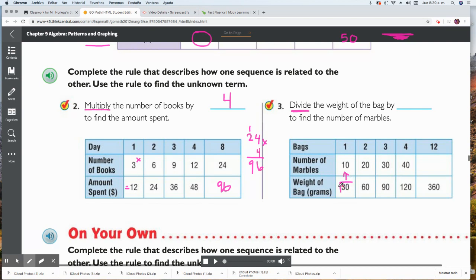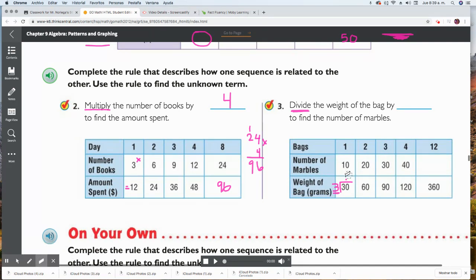I can find the divisor that I need right here by multiplying this number by a number that will give me 30. I already know that 10 times 3 equals 30. So my divisor would be 3. So 30 divided by 3 equals 10, yes or no? Of course it is. Let's find out.